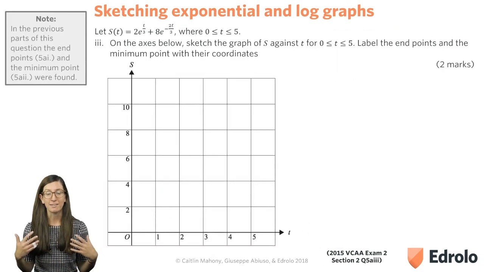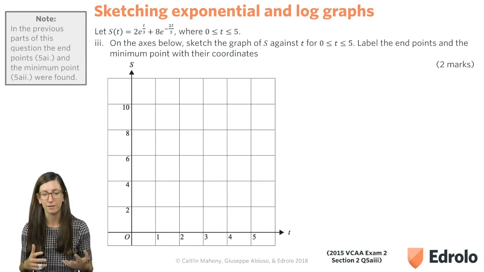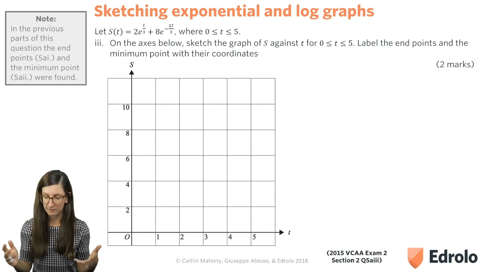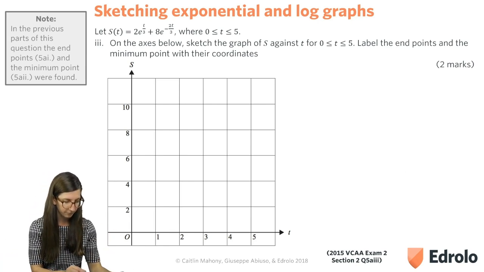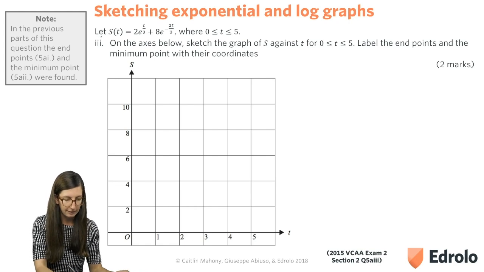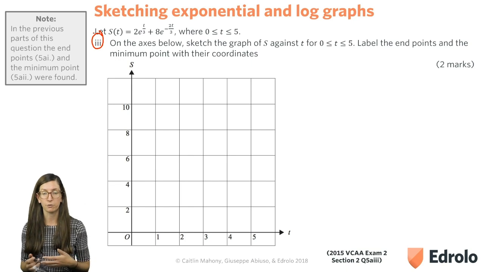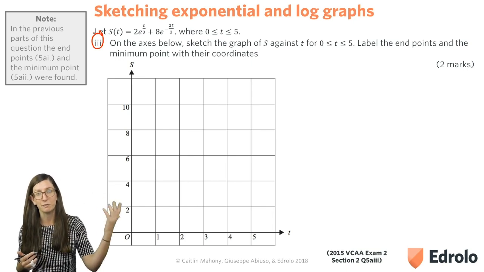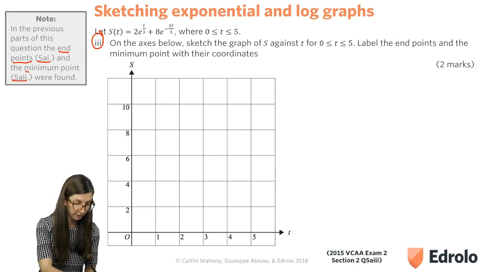Okay, let's have a look at this exam question. Before we jump in, I'd just like to point out where we're jumping in. This is part 3 of a question. In the previous sections, and also what we've already covered in the previous videos, they've found the endpoints. So in 5AI, the endpoints have been found and the minimum point has already also been found.